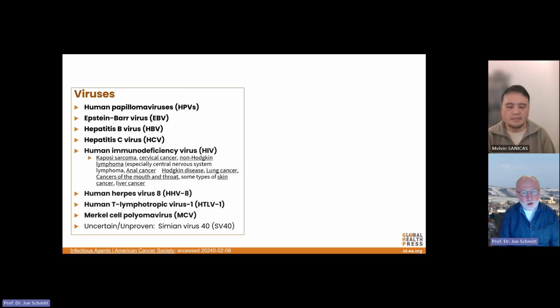The human T lymphotropic virus 1 also causes T cell immunosuppression, and as a result, may cause T cell leukemia. Particularly, this is an infection that is seen in southern Japan, in the Caribbean, in Central Africa, and also in South America. Finally, a very rare cancer is the Merkel cell polyomavirus, MCV, a rare kind of skin cancer. It is unknown if the simian virus 40 is causing any cancers.